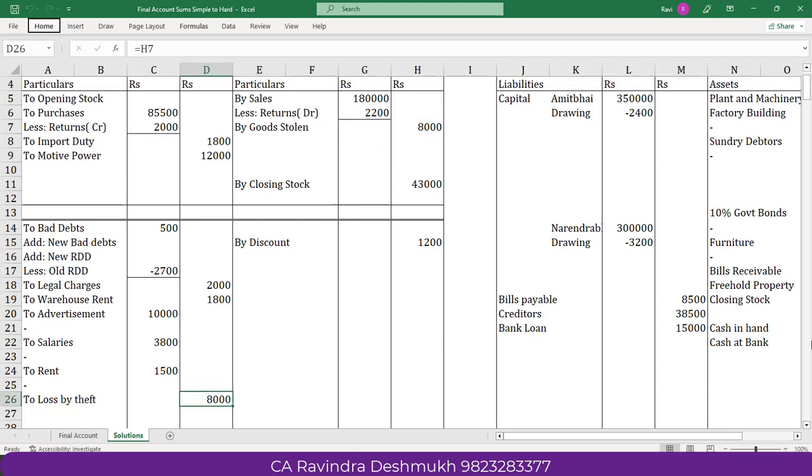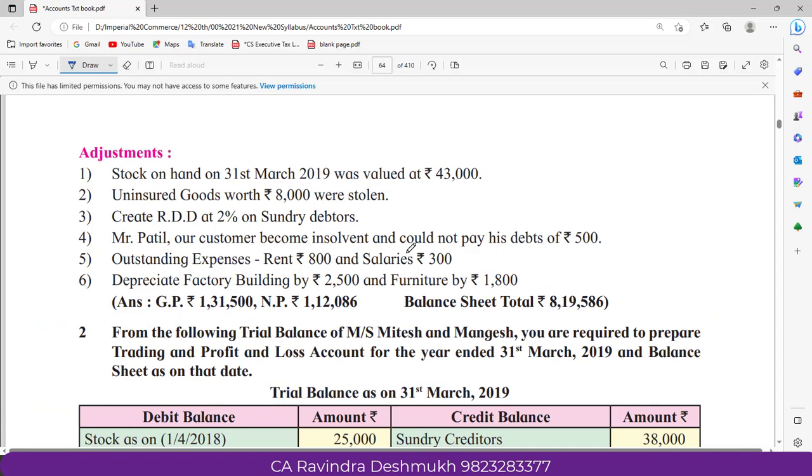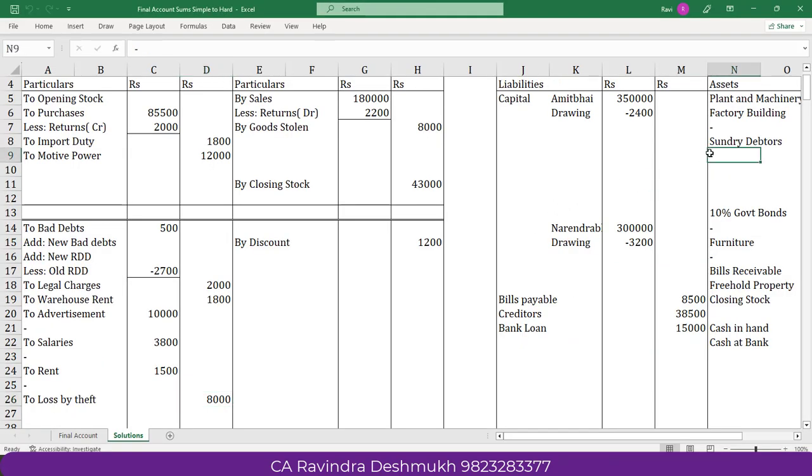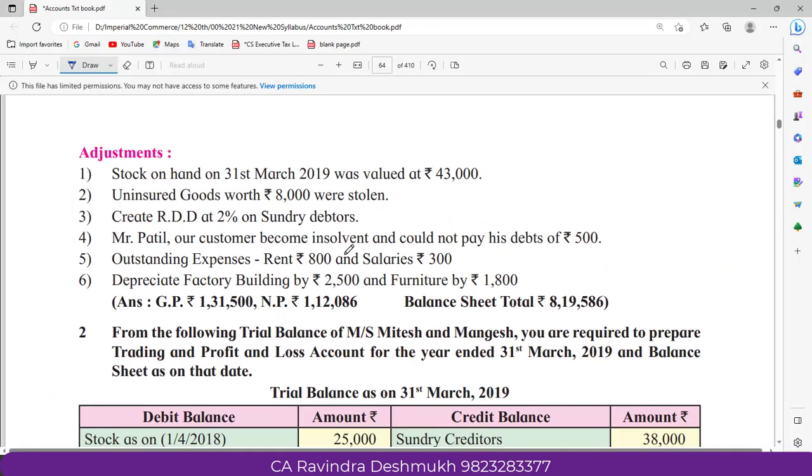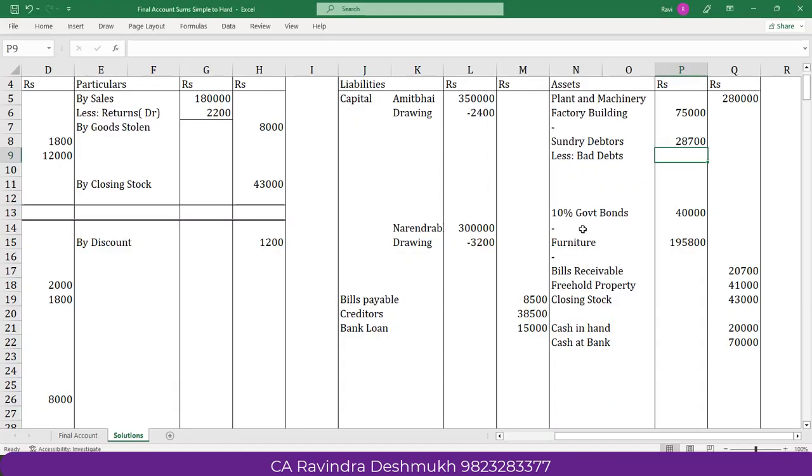These are the two effects: trading credit, P&L debit. Create RDD 2% on debtors. Now, though they have given the RDD adjustment first, you need to remember that bad debts are to be written off first. Bad debts of rupees 500 is the next adjustment, and the necessary explanation was already offered in the classroom, and only then is your RDD to be subtracted.